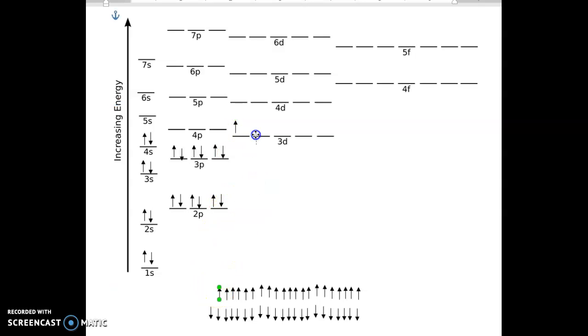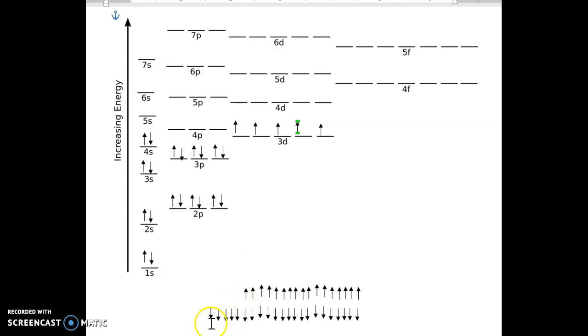We need to put one electron with the same spin, in this case up, in each of the empty orbitals. So that would be electron 23, 24, and 25. Straighten that out a little bit. Once we reach 25 here, now we have to start pairing them up.